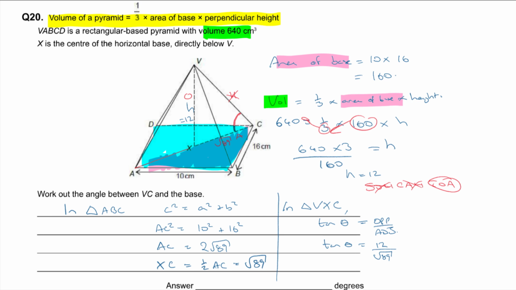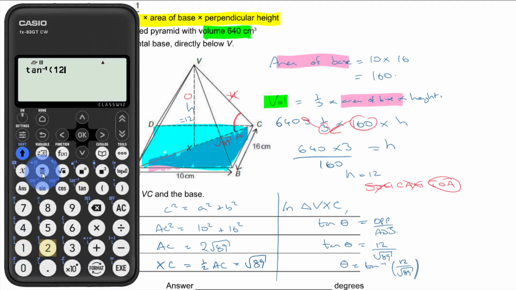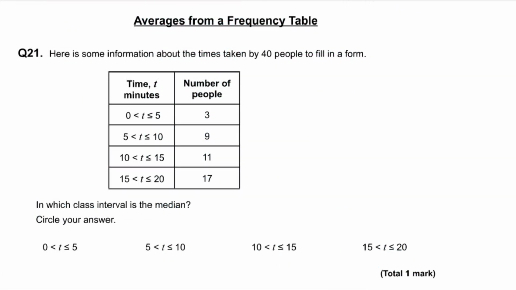So then what I want is theta, though, I don't want tan theta, so theta is equal to the inverse tangent of 12 over the root of 89. So what's that? So shift tan 12 over root 89. Apparently that's 51.8. 51.8 degrees. Lovely. Moving swiftly along, we're going on to averages from a frequency table.